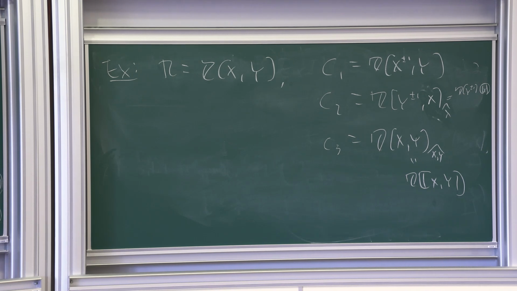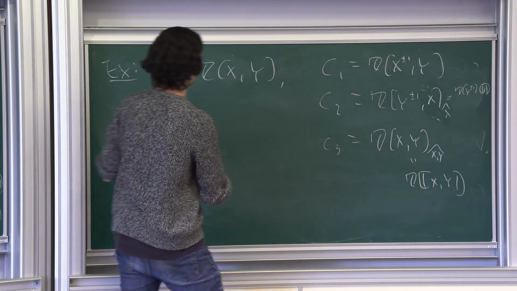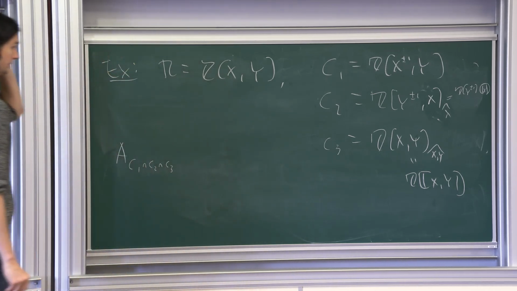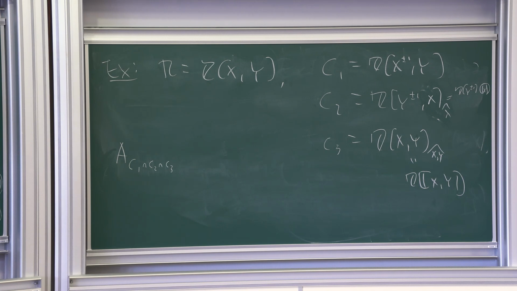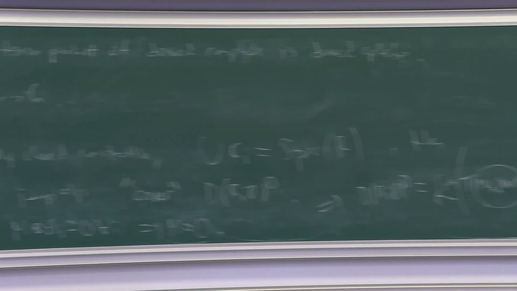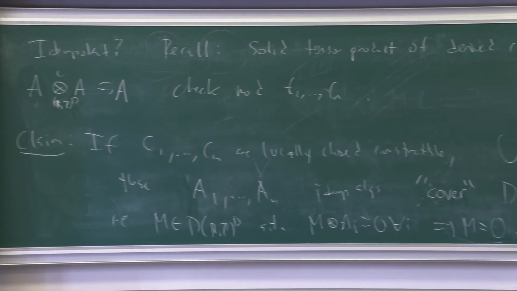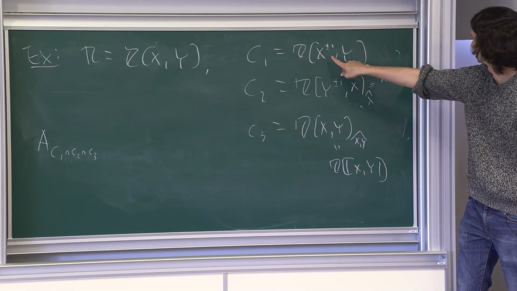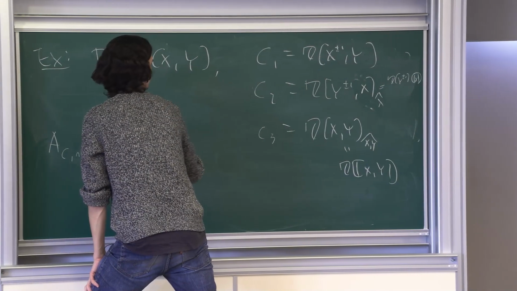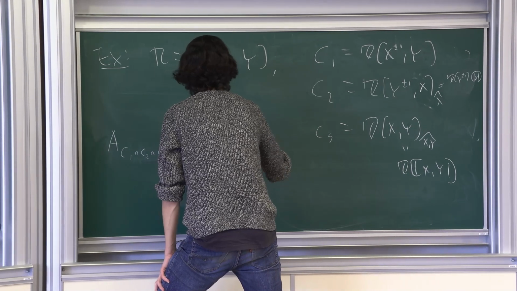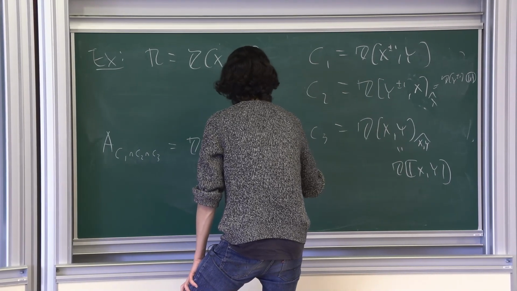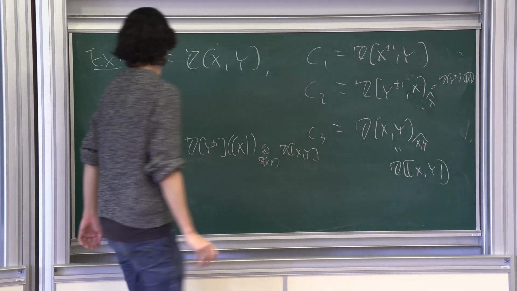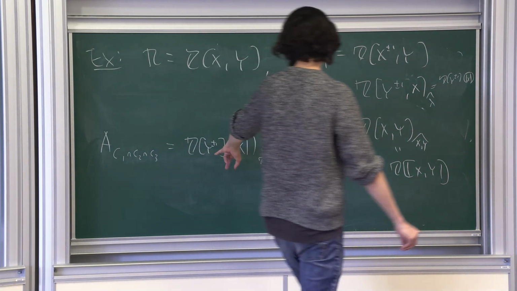So then what happens when you start taking intersections of these guys? The most interesting thing is what pops out when you take the intersection. So the algebra attached to C1 intersect C2 intersect C3. You can just calculate these things using this basic fact that solid tensor product of derived complete things is derived complete. So what do you get? When you do C1 intersect C2, you're tensoring this with this. That's just inverting X. So then you get Z[Y, Y^-1]((X)), Laurent series in X. And then you should tensor that over Z[X,Y] in Z solid with this third guy, Z((X))((Y)). Now both X and Y are inverted.